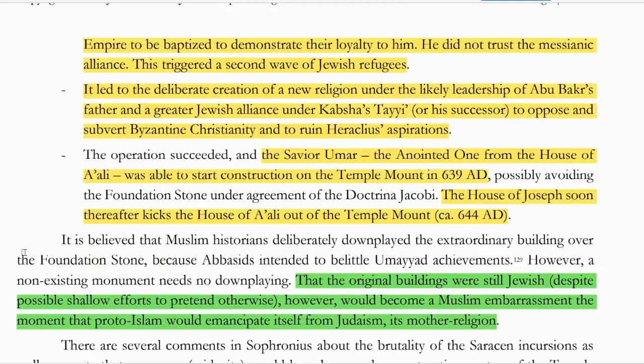Okay, it led to the deliberate creation of a new religion under the likely leadership of Abu Bakr's father, and a greater Jewish alliance under Capsia's Taye, or his successor, to oppose and subvert Byzantine Christianity and to ruin Heraclius' aspirations. The operation succeeded, and the saviour Umar, the anointed one from the house of Ali, was able to start construction on the Temple Mount in 639 AD, possibly avoiding the foundation stone under agreement of the Doctrina Jacobi. Right? The house of Joseph soon thereafter kicks the house of Ali out of the Temple Mount circa 644 AD.